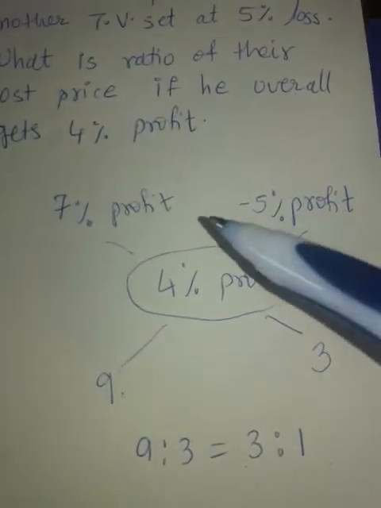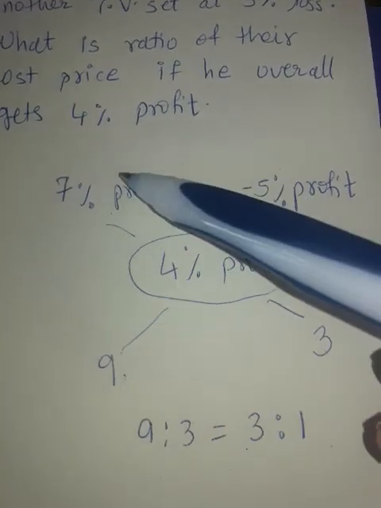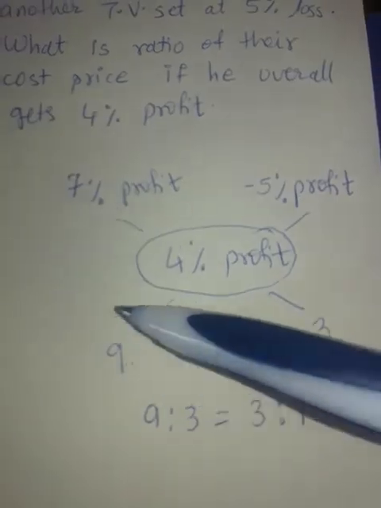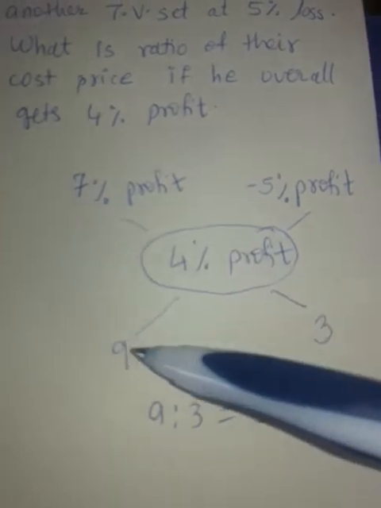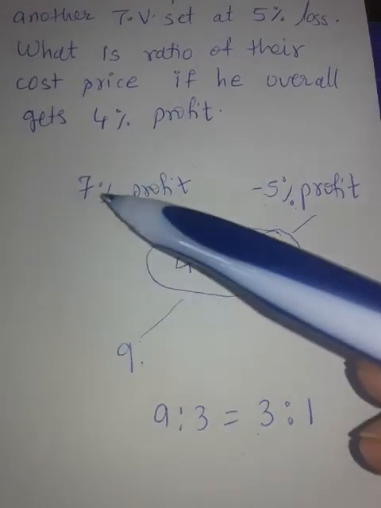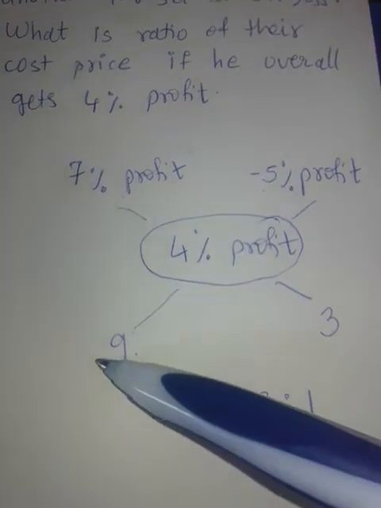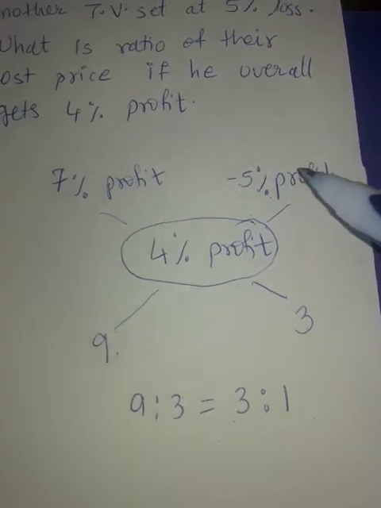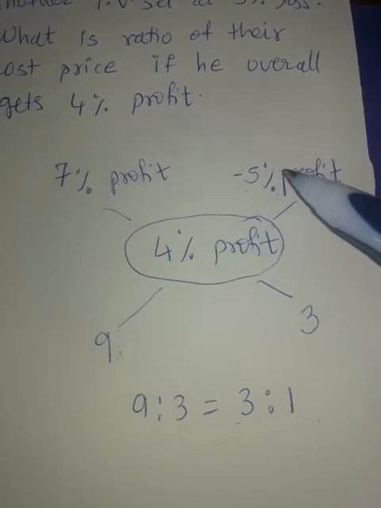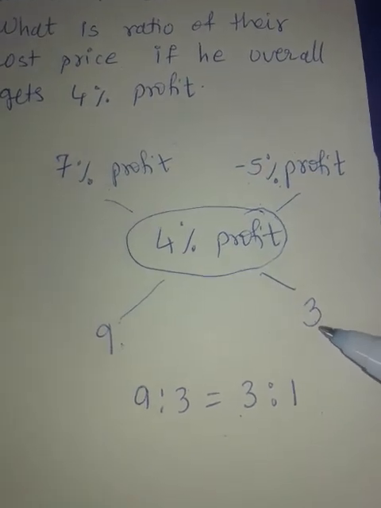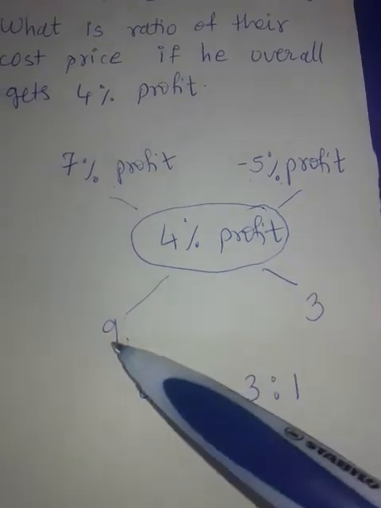Only one care you take, that whatever number is below 7% profit pertains to ratio of that TV set which was sold at 7% profit. So cost price of that TV set has part 9 and whatever was sold for 5% loss pertains to 3. So that quantity is 3.